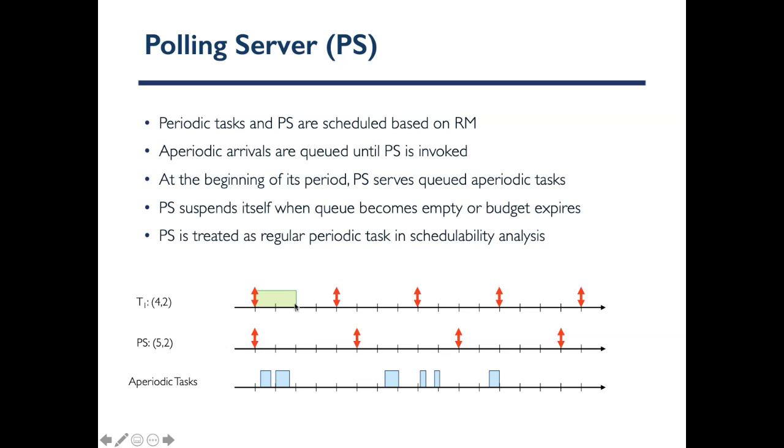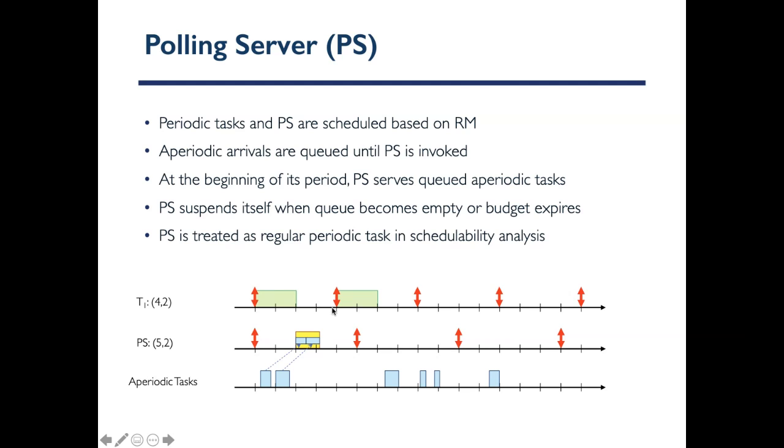Now, every time it's PS's turn to execute, which is at this moment, it will look at the queue. It sees 2 tasks have already come. It uses its budget to run these 2 tasks. And once it's done, it yields the CPU. So it says, I'm done with this period. And we can now schedule any other tasks if there are any others.